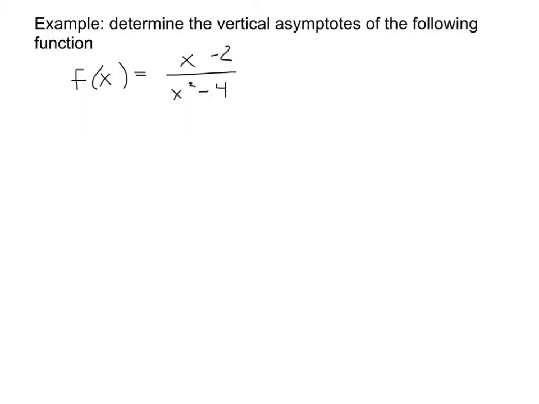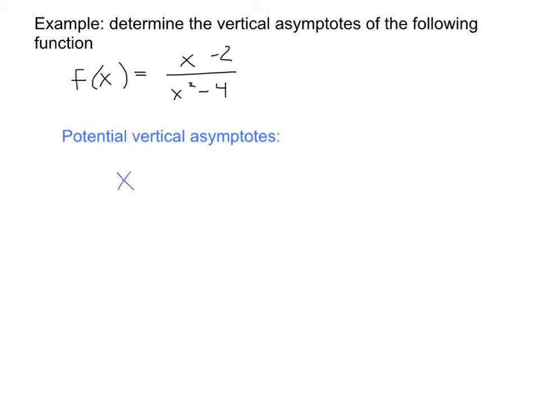So here's my first example. I want us to determine the vertical asymptotes of this function. I had mentioned that the first step we want to take is to set the denominator equal to 0, and find out what our potential vertical asymptotes are. So we want to find our potential values.